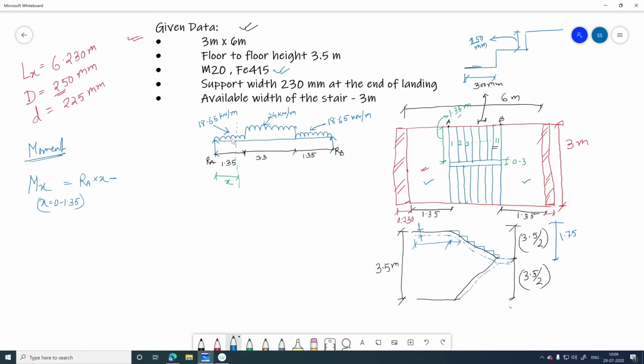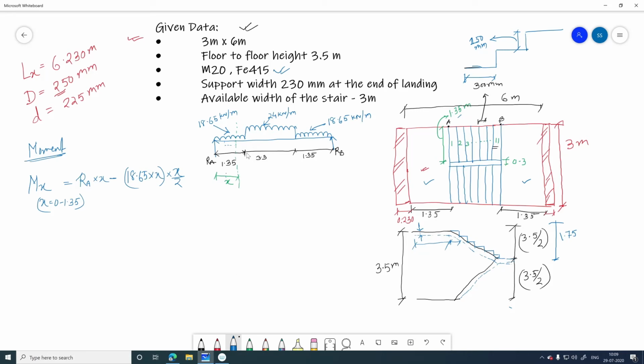by 2, because the weight of this load will pass through the CG point, which is at x by 2 distance, right? So here you can write 18.65 into x, this is the total load, and the CG distance from this line is x by 2, right? Here it is x, so half is x by 2, so into x by 2. So this is the equation to determine the moment from 0 to 1.35 distance, okay.